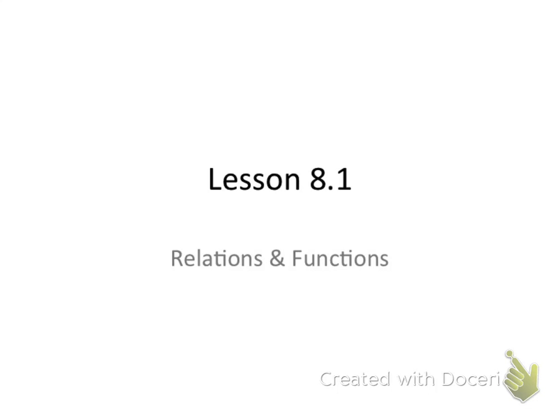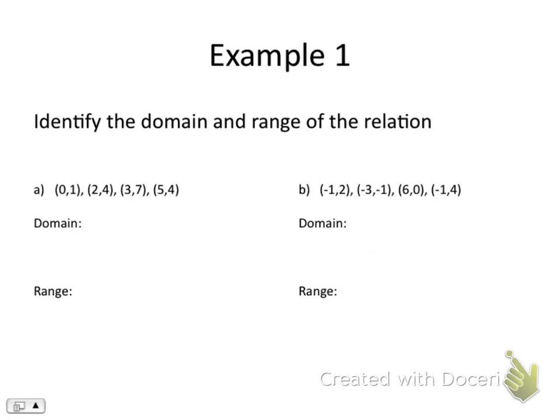In lesson 8.1, we're going to start looking at relations and functions. In the first example, we want to identify the domain and range of the relation. So when we look at ordered pairs, we're going to start looking at things that have both an x coordinate and a y coordinate. This is going to relate back to our constant of proportionality when we looked at the ratio of y to x. And now we're looking at these variables, and we're going to start writing some linear equations and looking at these rules, right?